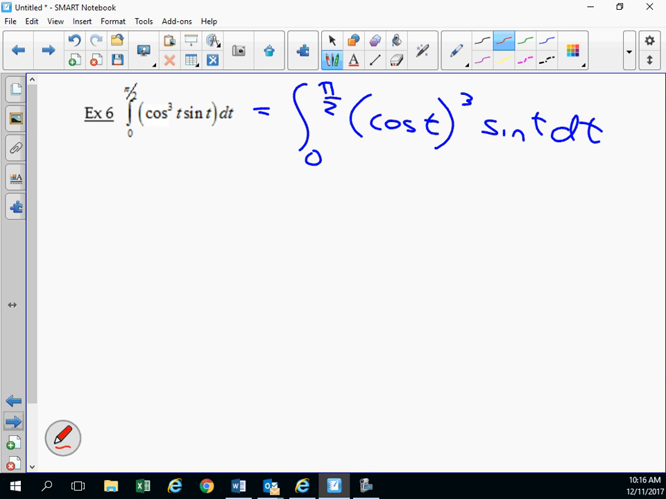So, Violet, what do you think you want to do next? Can you integrate it the way it is right now? Okay. So, Gabe, what do you want to do? Okay. So Gabe says he wants to let u equal cosine t. Why are you saying let u equal cosine t? I agree with that, by the way. Totally agree. Why did you say that one?